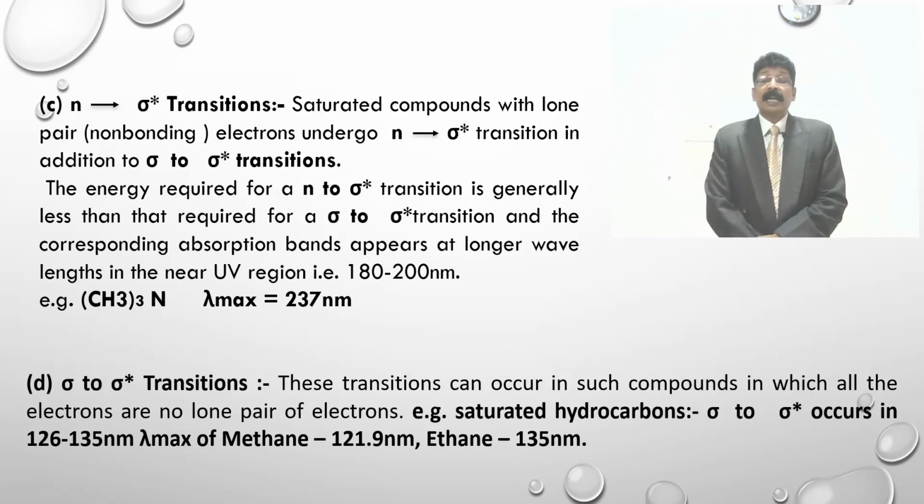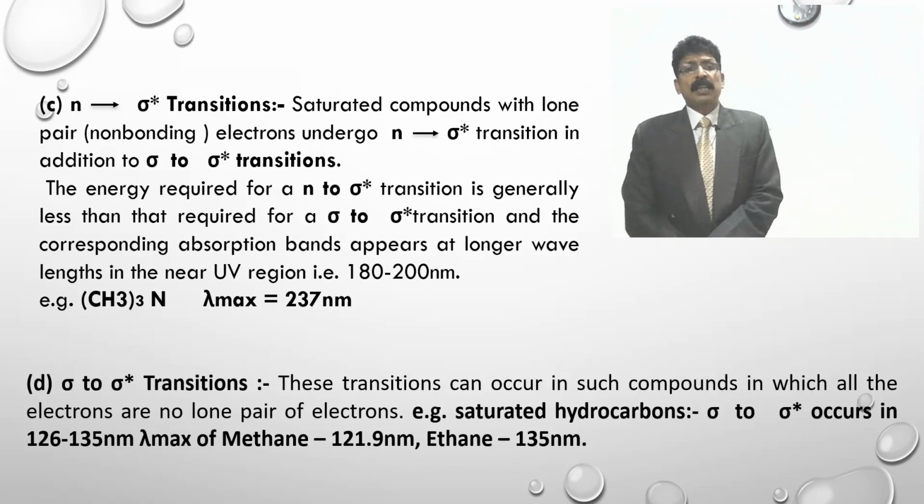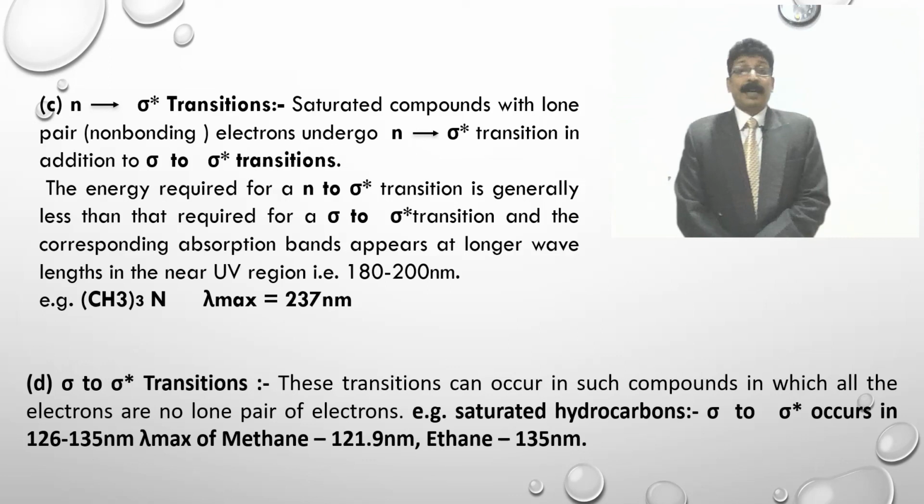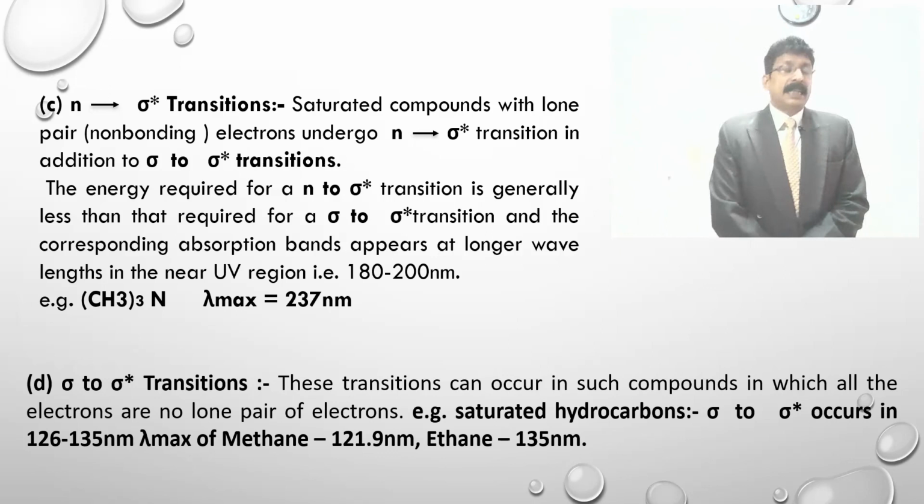And you see the last one, the strongest bond, the sigma to sigma star transition. This transition occurs in compounds which have no lone pair of electrons, only simple saturated compounds. It needs more energy and a lower wavelength of radiation is needed for them to get excited. That is what we are insisting you to understand.